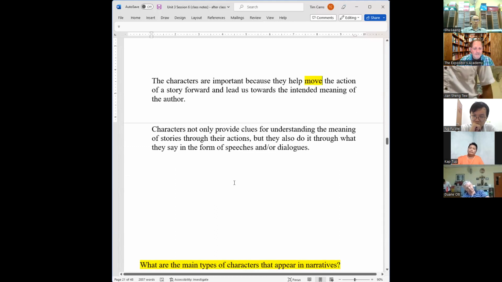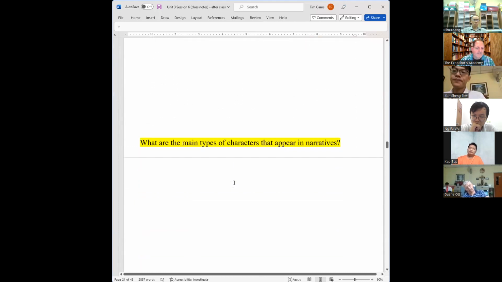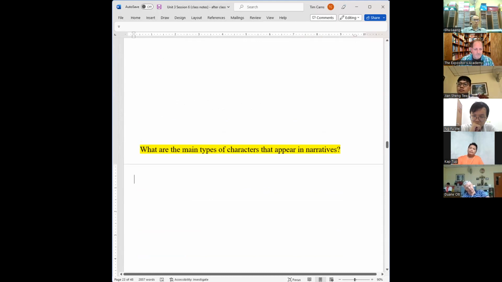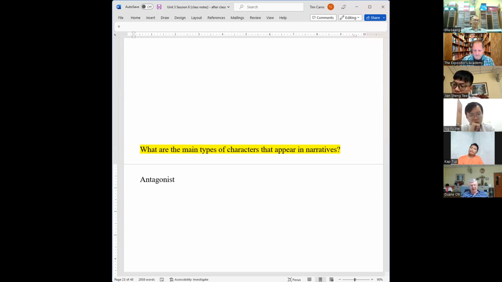And when we consider the characters, there's really just a few main types of characters. Anybody know what the main types of characters that appear in narratives are? They have a description or a title. How are the main characters described? Well, I know you mentioned the antagonist, and really, I don't think there's an antagonist here. It's just moving forward in a very positive way, but that's one. Yeah, protagonist. I don't remember any others. Yeah, protagonist, good.